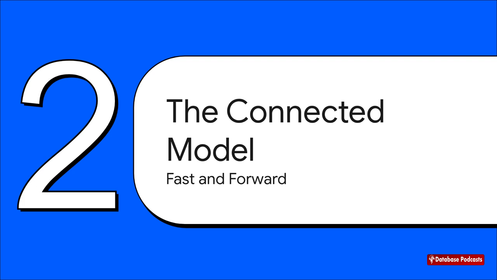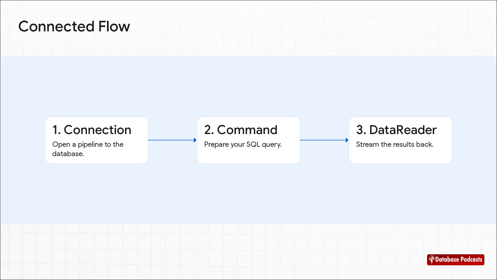So when a developer asks, hey, how can I get a stream of data as fast as humanly possible? This is the answer. The connected model is just incredibly straightforward. It's a clean, simple three-step process. First, you make a connection. Second, you issue a command. And third, you read the stream of data that comes back. It's simple, it's efficient, and it's as direct as you can get.